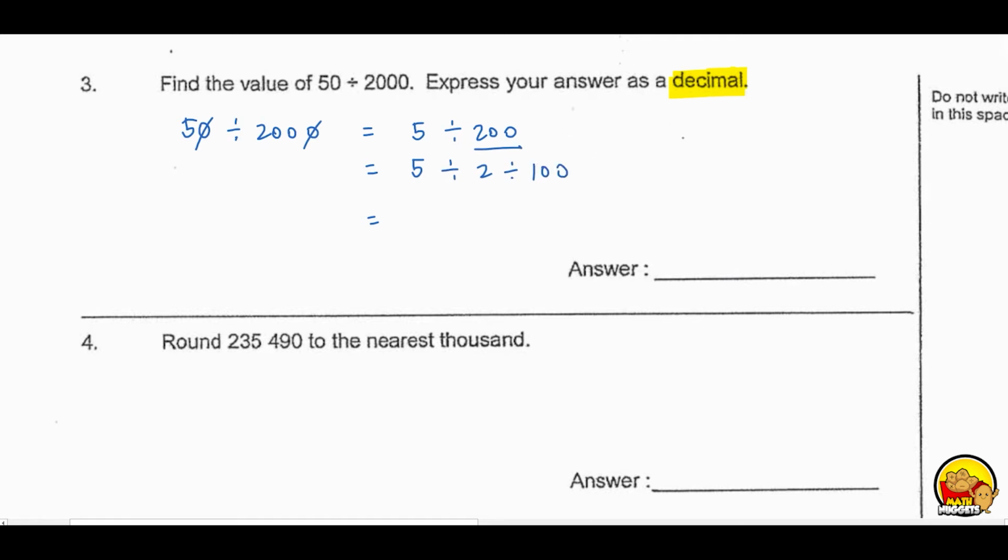So we can do 5 divided by 2. So what's 5 divided by 2? So we can work it out. Remainder 1. So I bring down the next 0. So that's 2.5. So this 5 divided by 2 gives me 2.5, and I continue, divide by 100. If I do that, I shift by 2 decimal points, and I'll get 0.025.